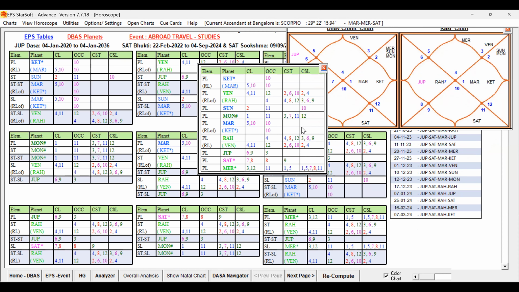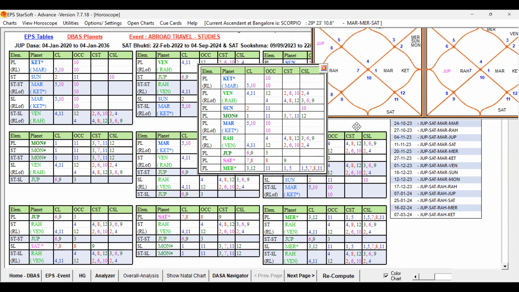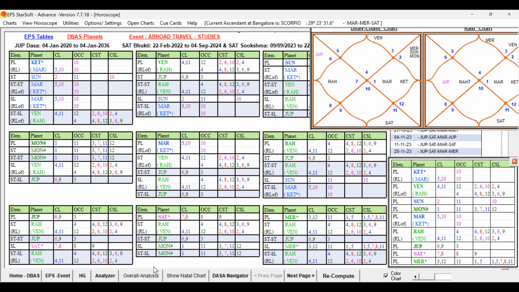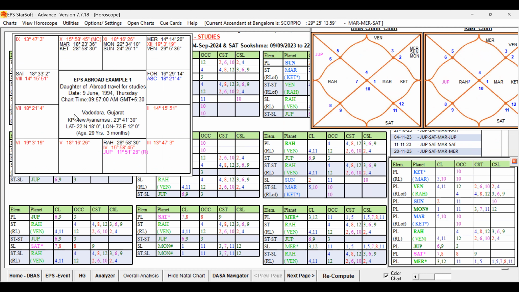Let me open the significators. So we have to check the ninth lord, the 3, 9, 12 rulers, especially the third cuspal sublord, ninth sublord, and 12th sublord. Now let us examine that one.